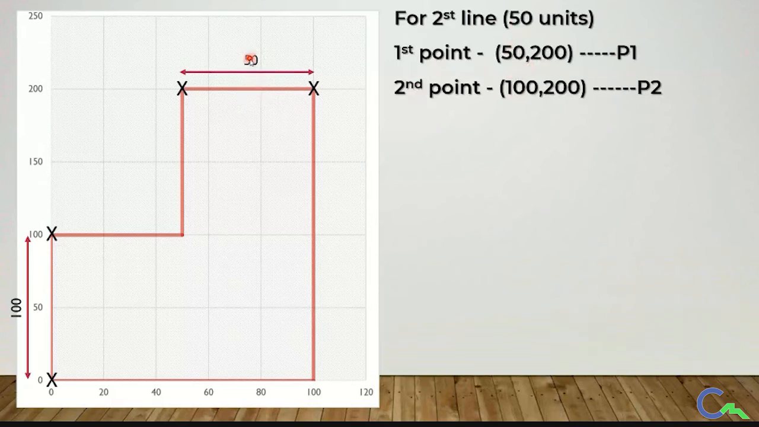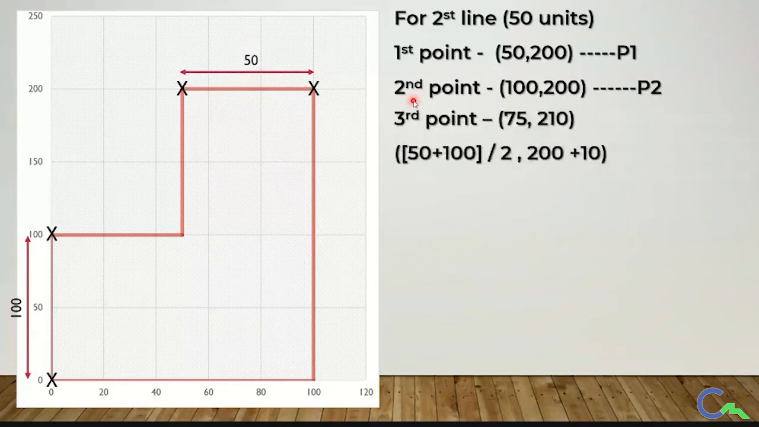And let me keep a distance of 10 units from this line. So what will be our third point? Our third point will be 75 comma 210, right? Because 200 is already here, so I'm going 10 units apart. That means 210. And 75 I can split as 50 plus 100 by 2, and 210 I can split as 200 plus 10, right? Now you will tell me how I can get back x and y values. I can write this as x1 plus x2 by 2, comma y2 or y1 plus 10. Am I right?